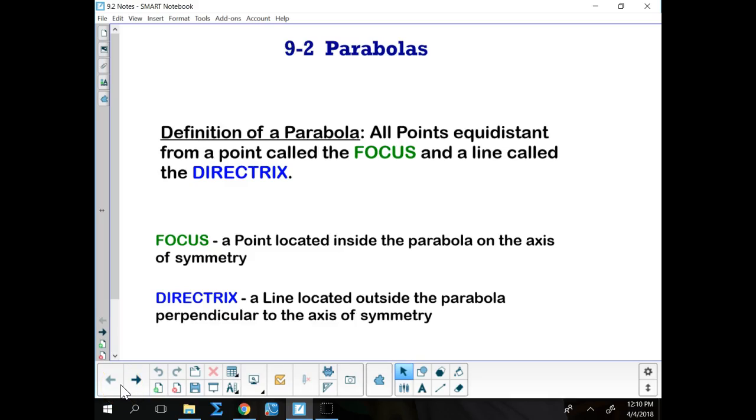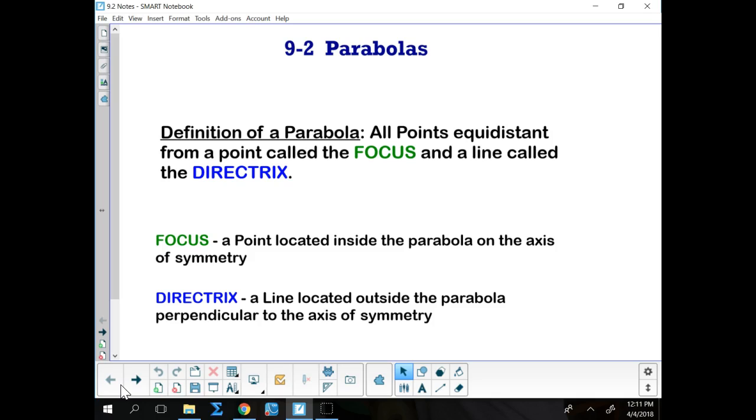Right. So, you've seen half of all of the kinds of parabolas out there. Okay? You've dealt with them in Algebra 2 and in Algebra 1.